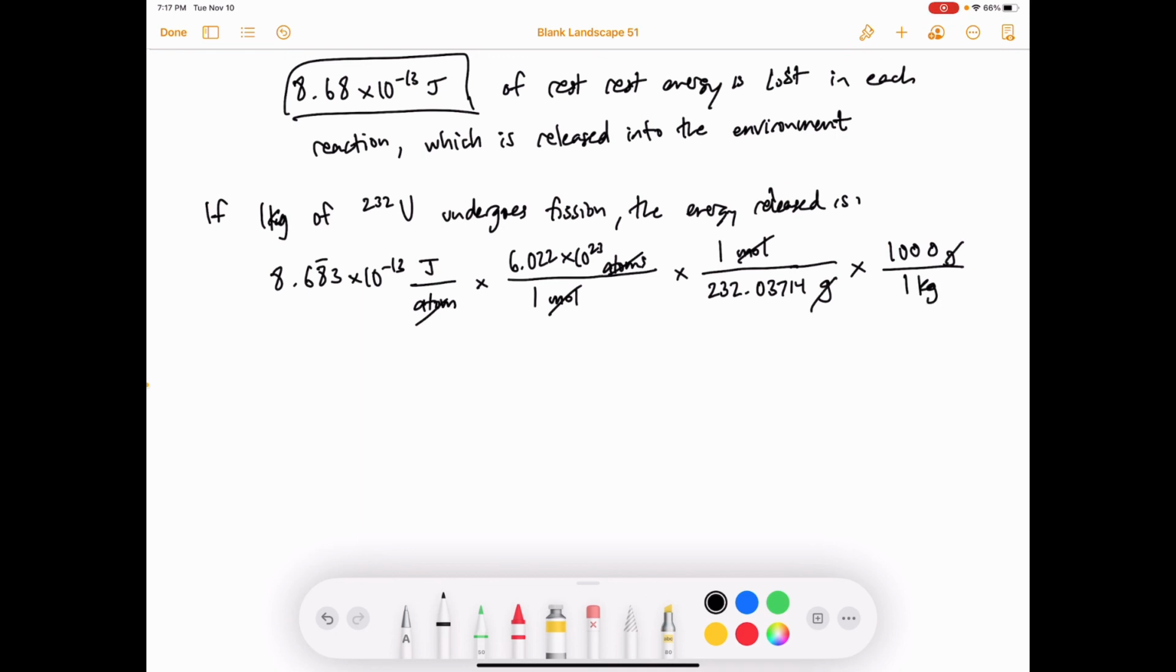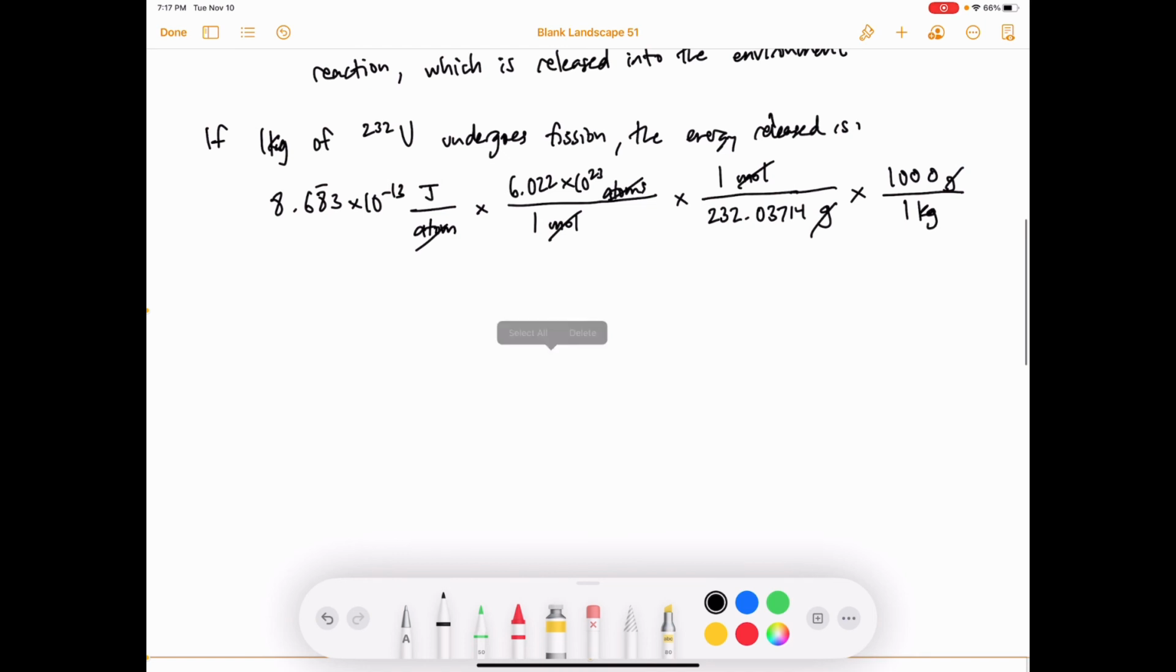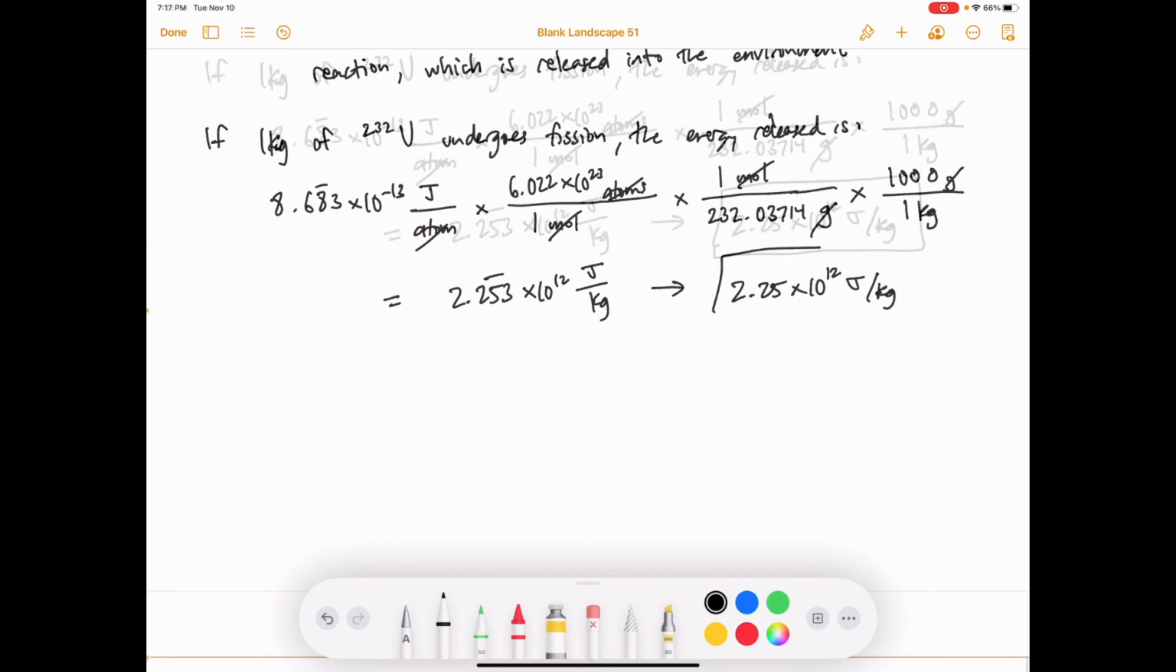So see what I just did? I converted from joules per atom, so how many joules of energy are released for every atom, to joules per kilogram. How much energy is released for every kilogram of material that undergoes fission. That's what we want to do. So this comes out to 2.253 times 10 to the 12 joules per kilogram, which we'd round to 2.25 times 10 to the 12 joules for every kilogram.